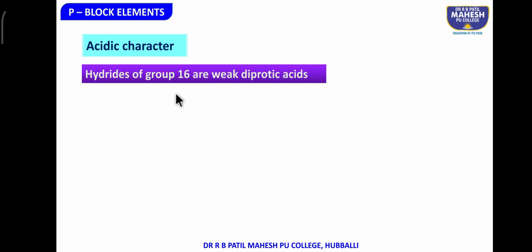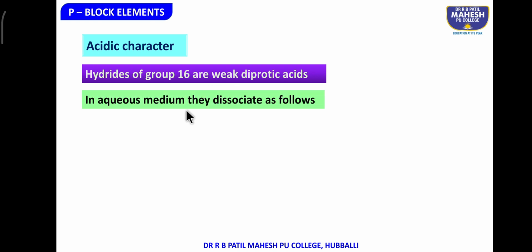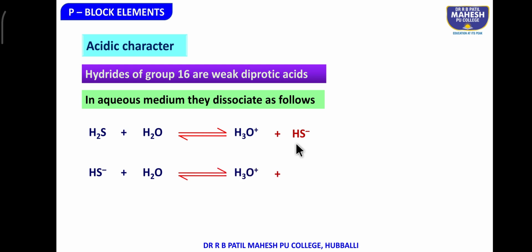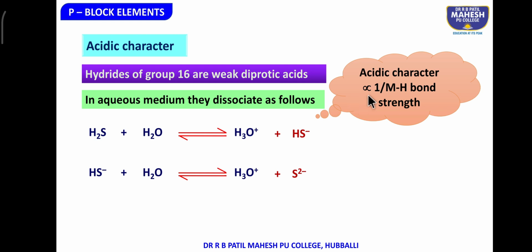So hydrides of group 16 are weak diprotic acids. In aqueous medium they dissociate as follows. For example, H2S if I take, then it donates a proton to water to form HS minus ion. HS minus ion further donates one more proton to form sulfide ion. Acidic character is inversely proportional to M-H bond strength.